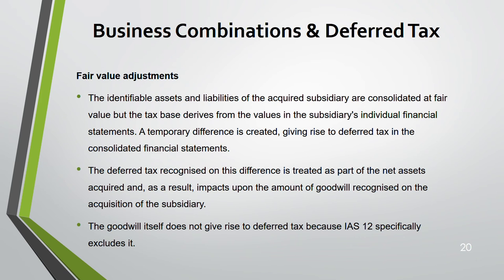But you need to remember there are two types of goodwill. One is the goodwill which you have calculated when you acquired the subsidiary, that is okay. The second type is the goodwill itself: goodwill alone will not give rise to deferred tax. Why? Because IAS 12 specifically excludes it. You are not including any deferred tax asset or liability on goodwill itself. But anything can happen with the net assets, and then you are getting a goodwill, that is a different story. Now we are going to do a question on this fair value adjustment before we go to the next issue under business combination.